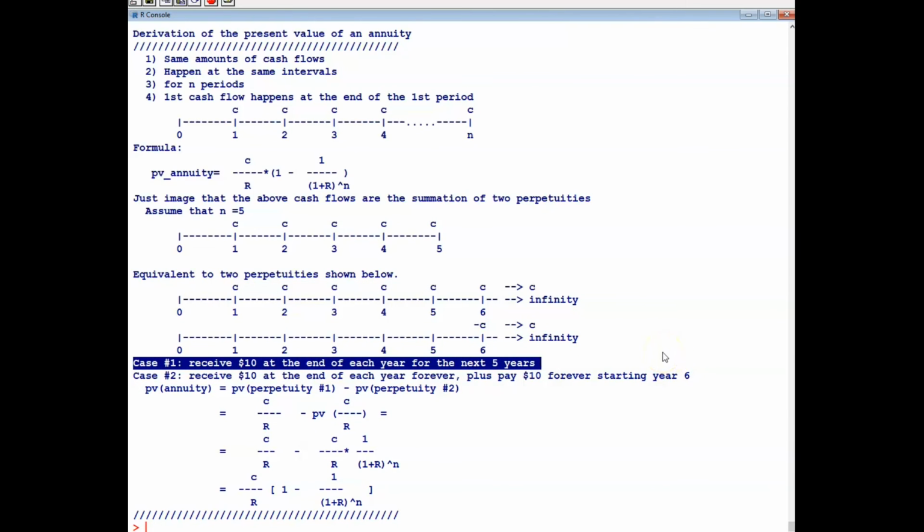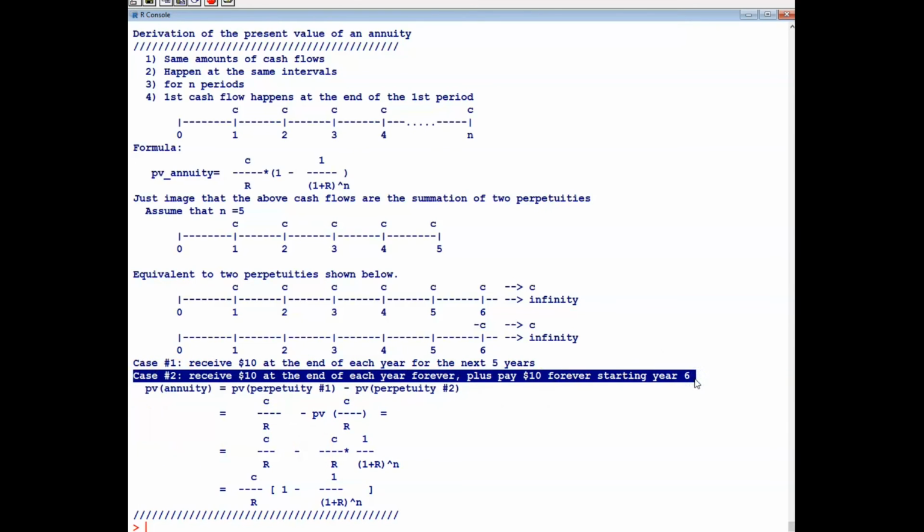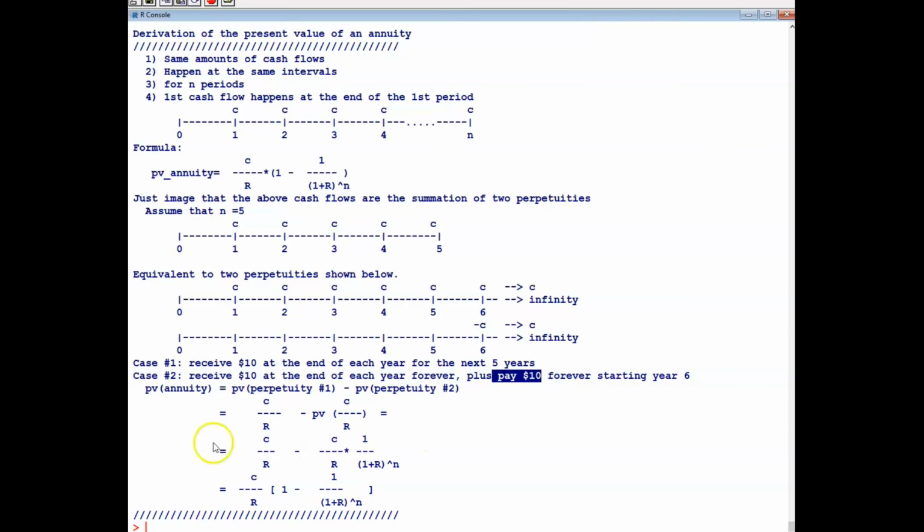We receive $10 at the end of each year for the next 5 years. So this is an annuity. Then we can imagine we receive $10 at the end of each year forever. In addition, starting from year 6, we pay $10. So $10 in year 6, $10 in year 7, they all cancel out. The present value of the annuity is simply the present value of the first perpetuity minus the present value of the second perpetuity.